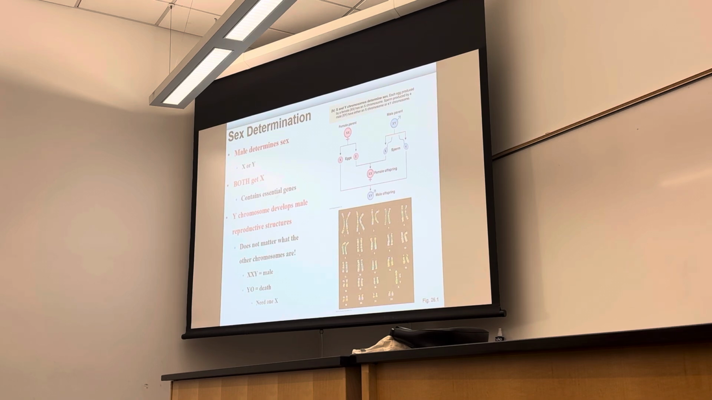So, sex determination. What happened to my little ruler? Oh, here it is.